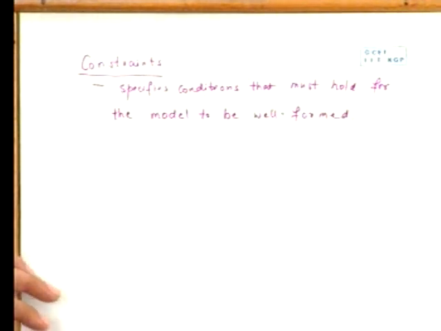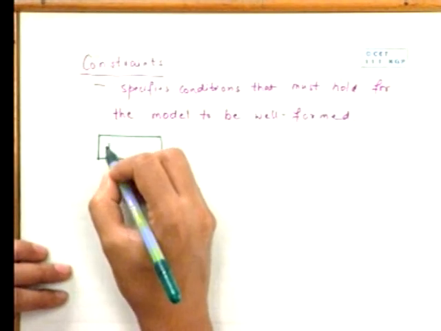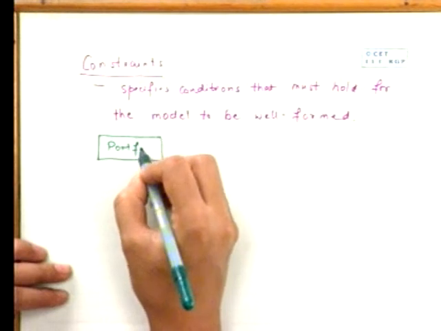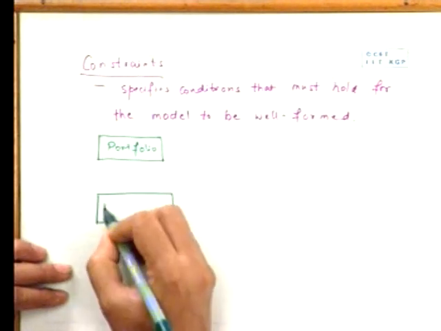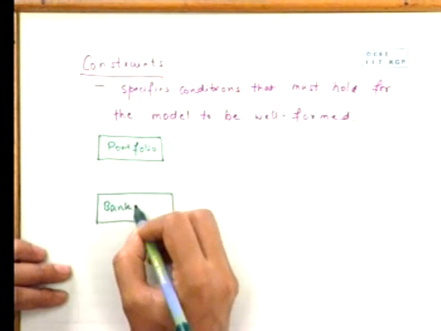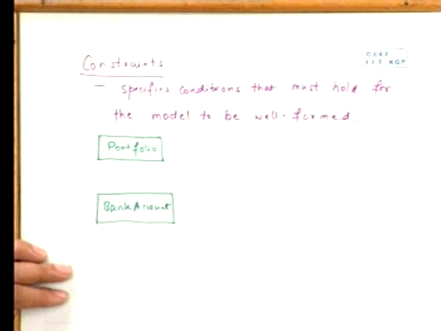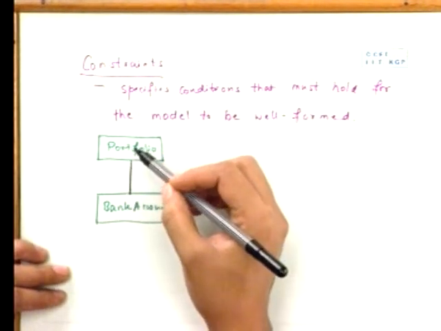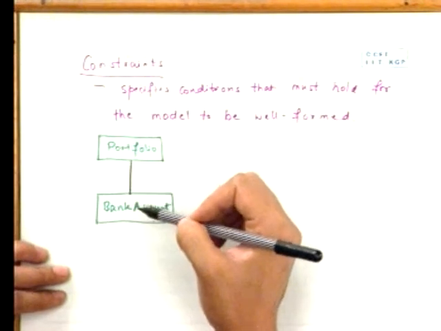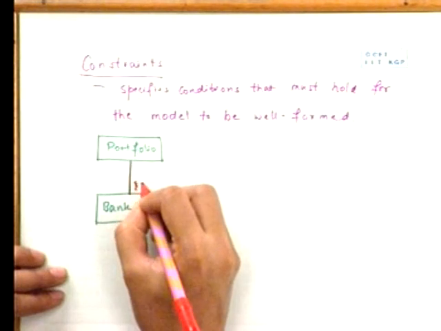Constraints can be represented in the UML diagram in several ways. For example, this is the class portfolio, this is the class bank account, and you want to specify that the association between the class portfolio and the class bank account is secure, and you represent this by this constraint.